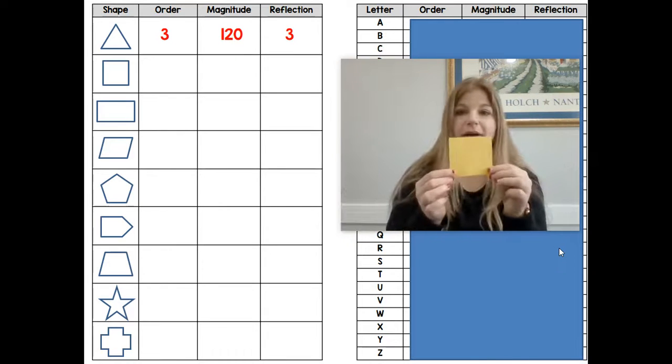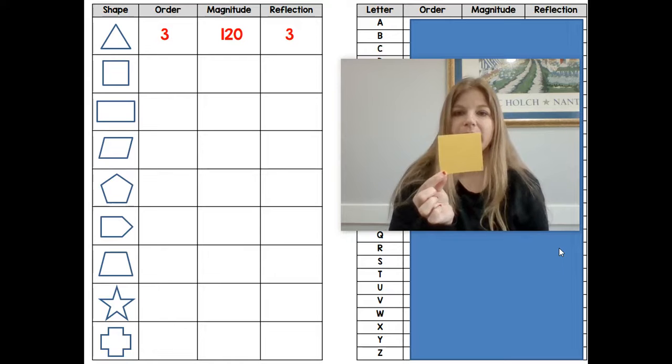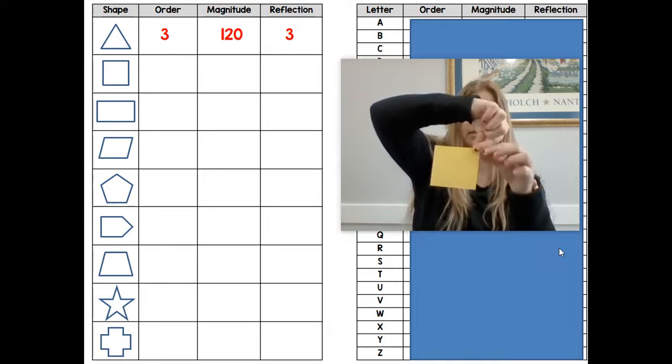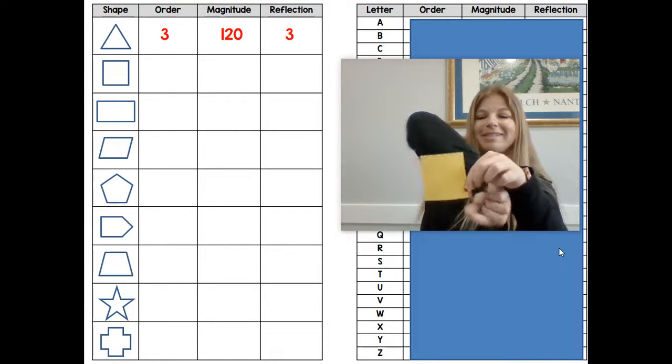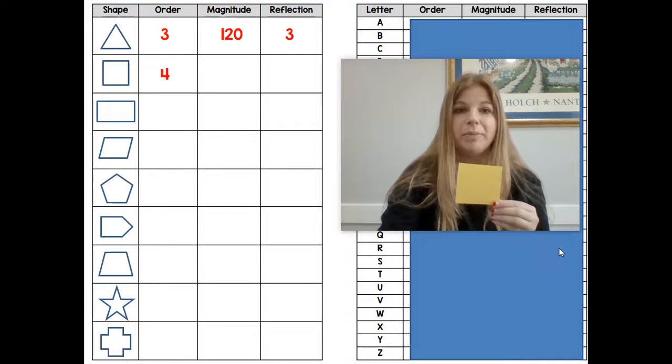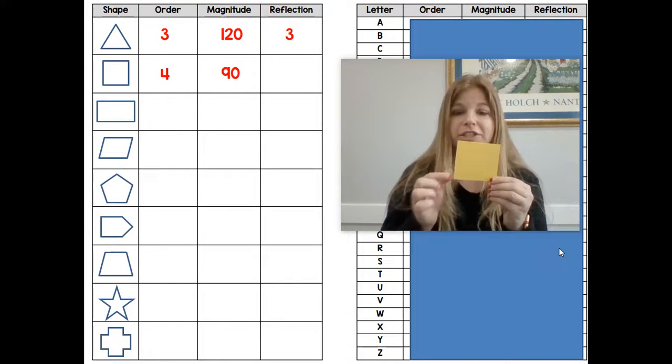Now, a square. My next figure, a square. If I keep my finger in this point here and I rotate it, I can rotate it once, twice, 3 times, and 4 times back. So my order here would be 4. 360 divided by 4 is 90 degrees, so it has a magnitude of 90.